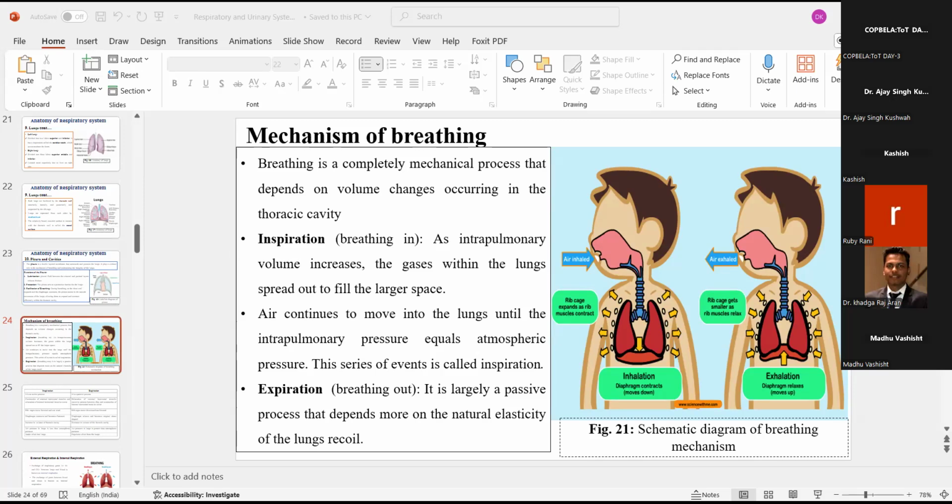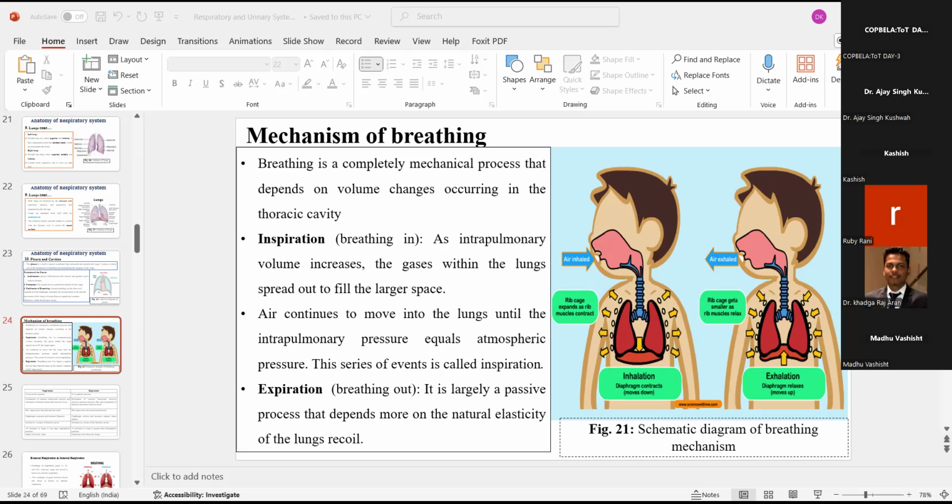That means when the intrapulmonary volume increases, the gas within the lungs spreads out to fill the larger space. Whenever we breathe in, air continuously goes into the lungs until the intrapulmonary pressure equals the atmospheric pressure. That is known as inspiration. Next is expiration, which is breathing out. It is a largely passive process that depends on the natural elasticity of the lungs.